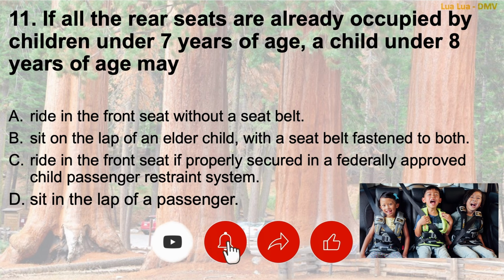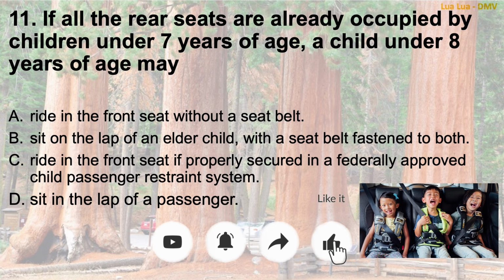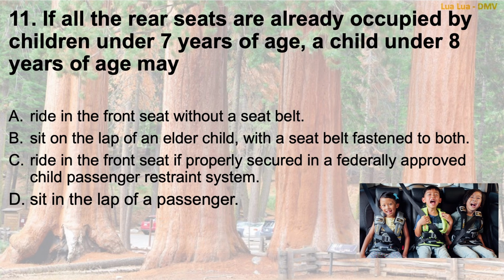Question 11. If all the rear seats are already occupied by children under 7 years of age, a child under 8 years of age may A. Ride in the front seat without a seatbelt. B. Sit on the lap of an elder child, with a seatbelt fastened to both. C. Ride in the front seat if properly secured in a federally approved child passenger restraint system. D. Sit in the lap of a passenger.